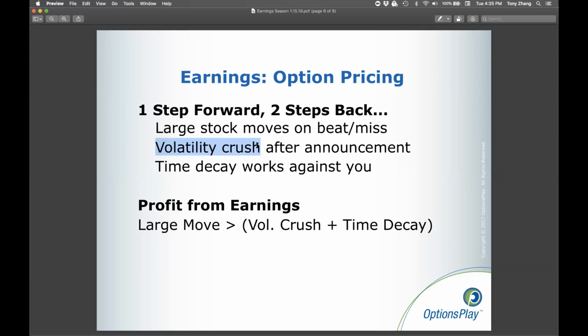Once that announcement comes out and that uncertainty is gone, that implied volatility will collapse, meaning the uncertainty is now going to go away, and that's going to decrease the price of your option. So volatility is always going to come down right after earnings, and that's going to decrease the value of your option, which is always going to work against you.